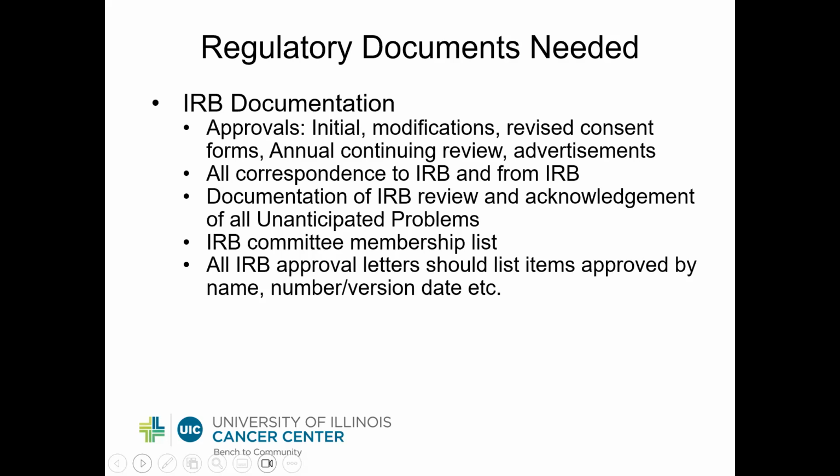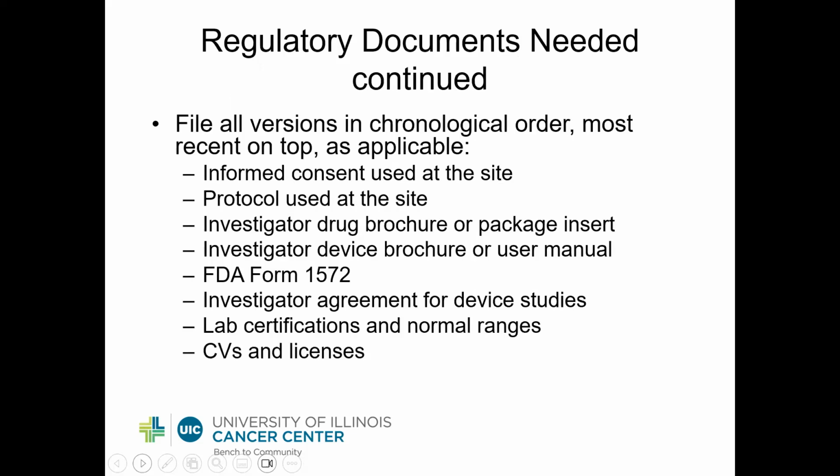IRB documentation, they want to look at the initial approval, modifications, revised consent forms, annual continuing review, advertisements, all correspondence to IRB and from IRB, documentation of IRB review and acknowledgement of all anticipated problems, IRB committee membership list. All IRB approval letters should list items approved by name, number, version, date, etc. File all versions in chronological order, most recent on top as applicable.